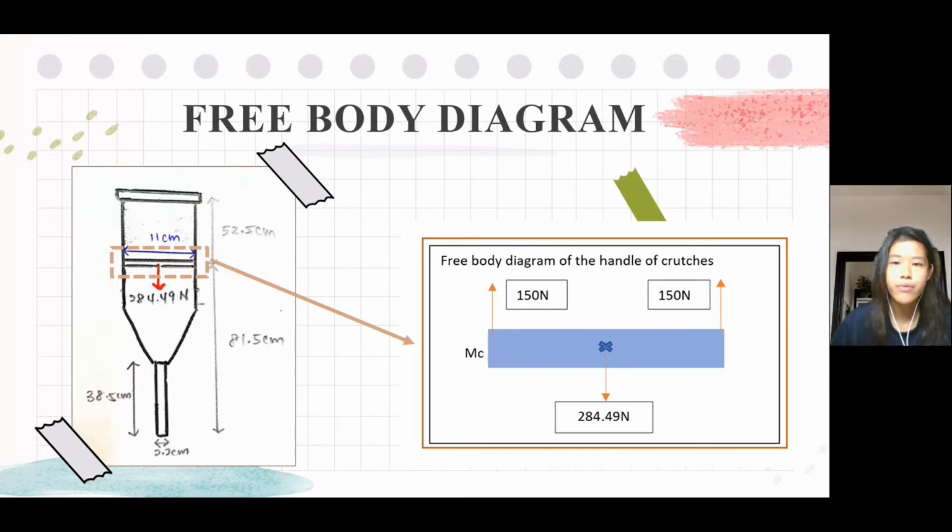Thus, this will be the free body of the crutch, since force was acting on the handle at the center of the handle, and the weight of the subject was supported by two of the crutches. The free body diagram of the crutch will look like this, where half of the subject weight acts downward, supported by two normal forces at the handle acting upward.